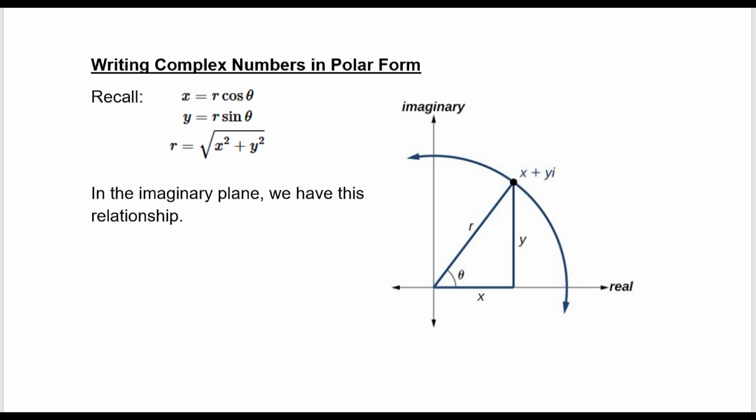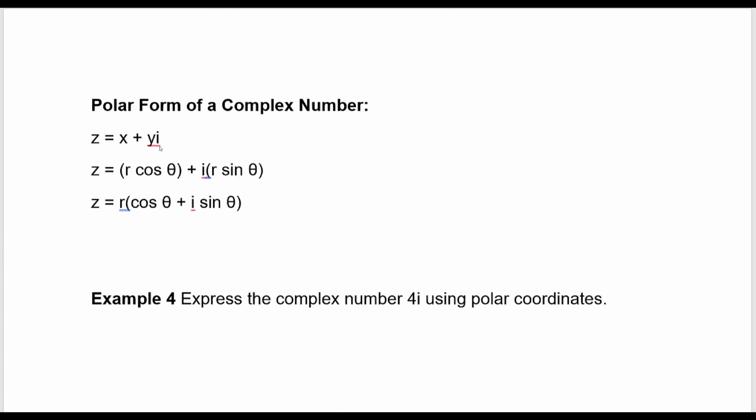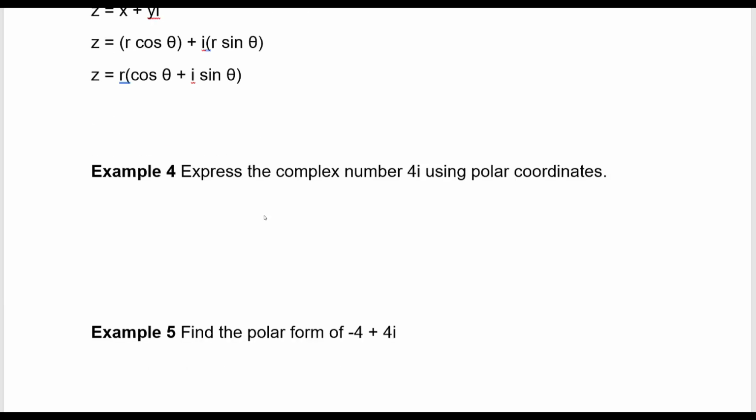If x is r cosine theta and y is r sine theta, I can replace x and y with these respectively. So coming down to here, instead of x, I put r cosine theta. Instead of y, I put r sine theta. I can factor out the r so that z equals r times cosine theta plus i sine theta. So express the complex number 4i using polar coordinates.